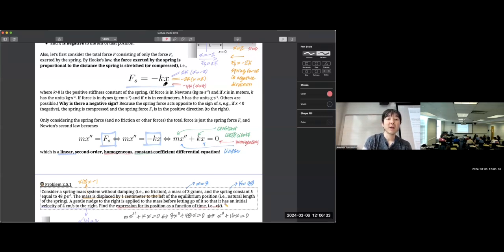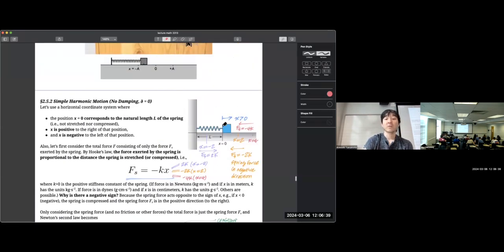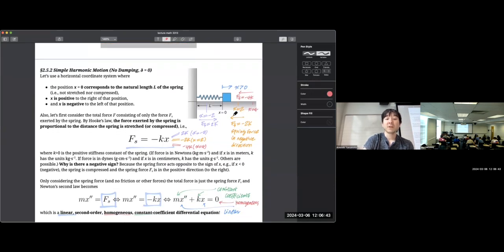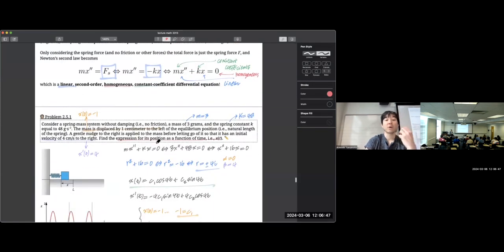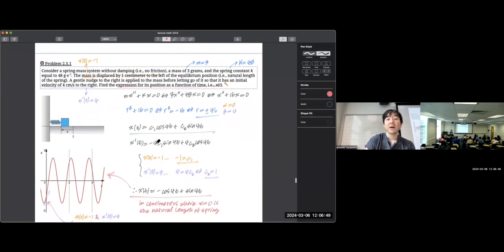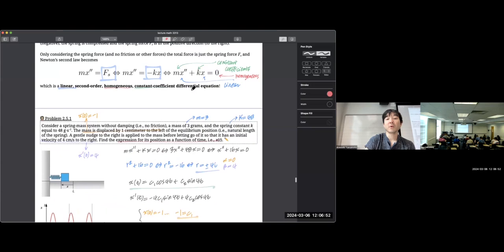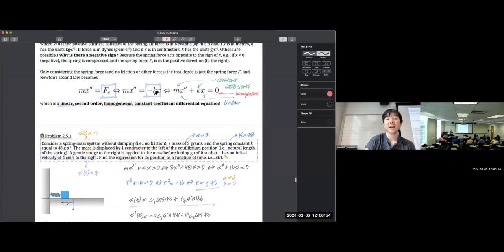It's negative kx, where k is the stiffness constant, x is the position, x being positive to the right. So in this case, stretching the spring corresponds to positive position, and the spring force acts in the negative direction. So it tries to restore back to its natural spring length. So you have just a simple homogeneous equation. Once you push this negative kx to the other side, you'll get a homogeneous equation of this form.